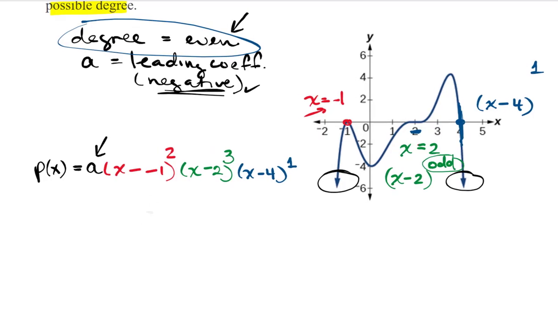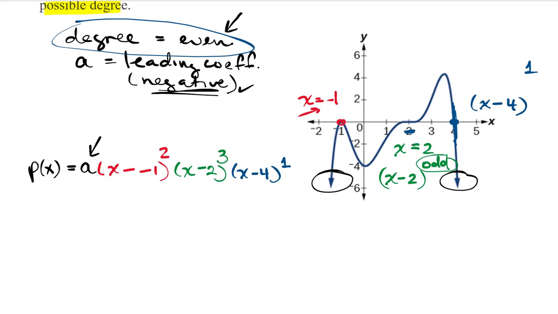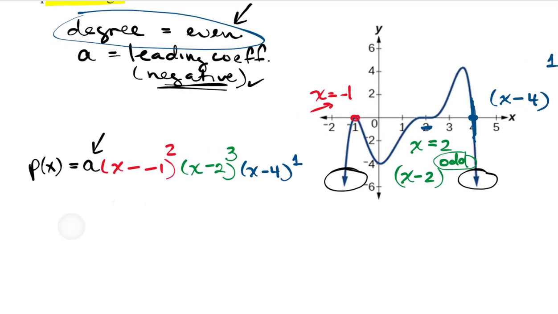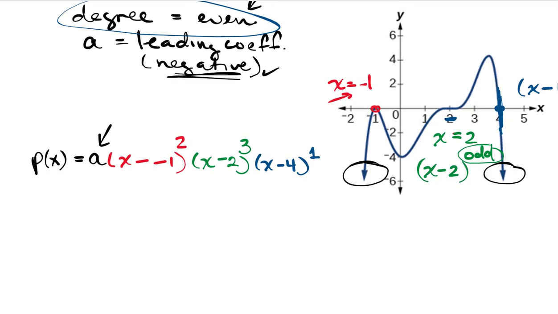And now to determine the value of a, we expect that number to be negative, but in order to solve for it, we need a solution point. So a good solution point to use is the y-intercept. So notice here on the graph of the function, 0, -4 is a y-intercept. We can substitute in those values as x and y to solve for a.